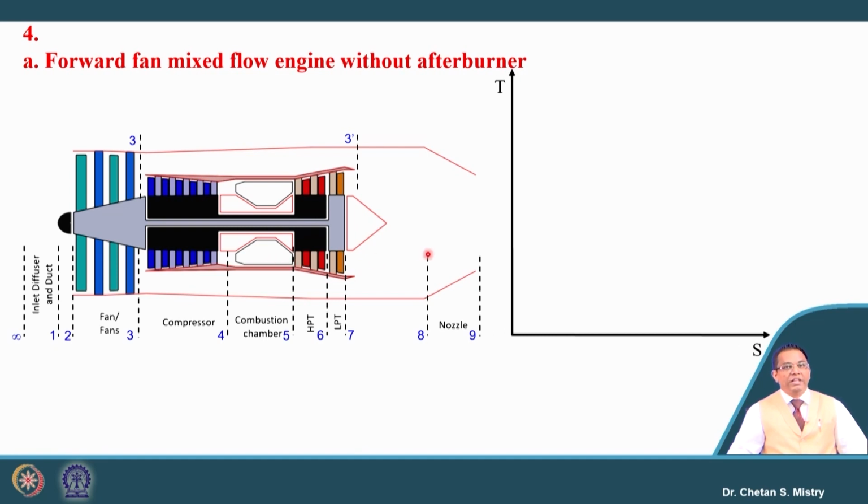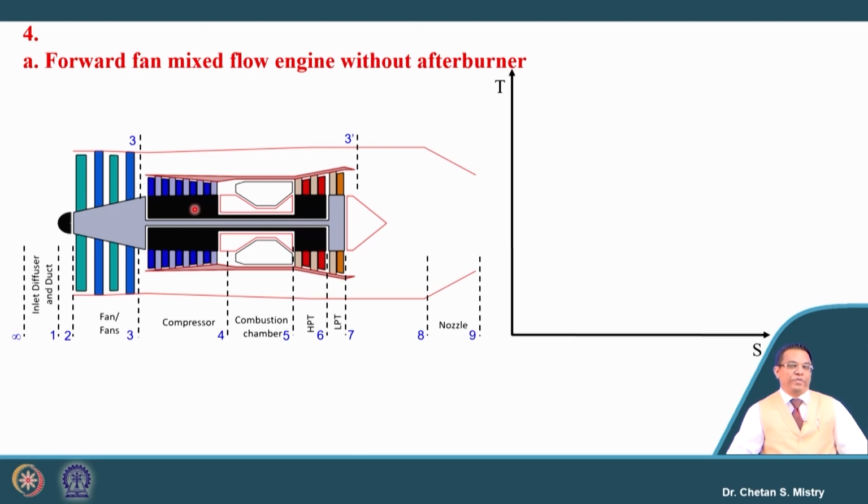Then we have the mixing chamber, and then the next component is the nozzle. Basically, the LP turbine is used to rotate the fan or fans, and the HP turbine is used to rotate the compressor. This is the configuration that we need to understand when we are discussing the mixed flow configuration.